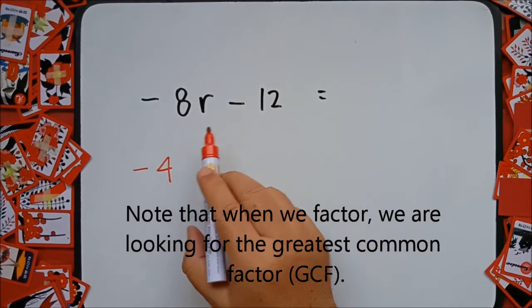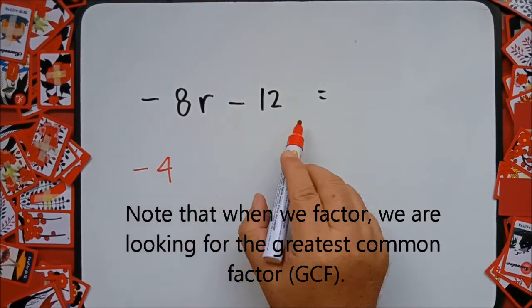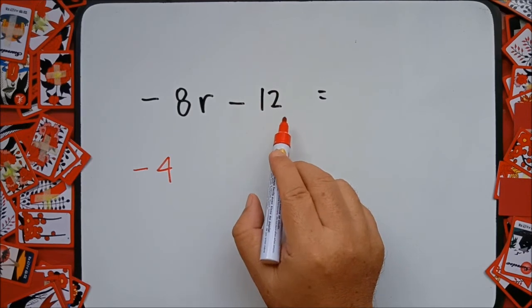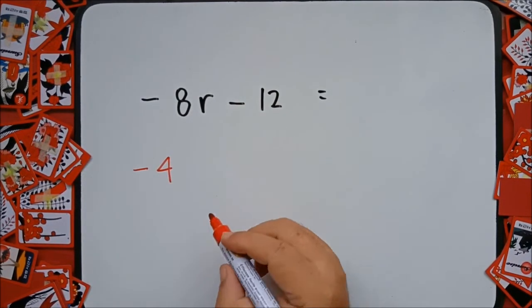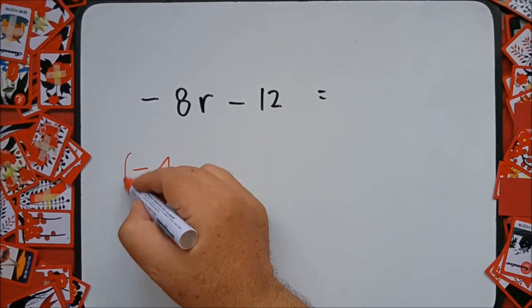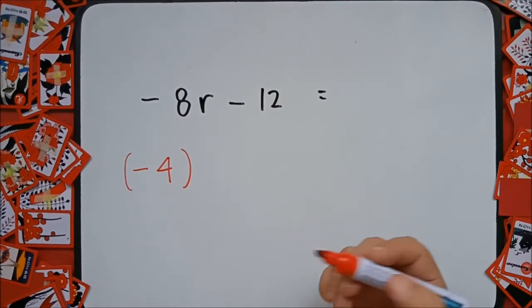Okay, R. May common bang R? Wala. Kasi sa kabilang term, walang R. So, hindi common ang R. Tandaan mo, pag wala sa kabila, hindi common yan. Okay, so anong factor mo ngayon? Negative 4 lang. Wala nang variable.